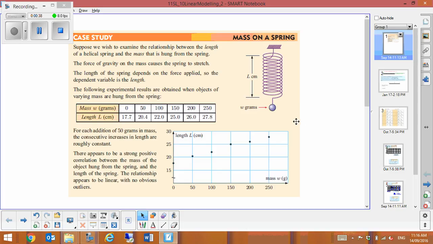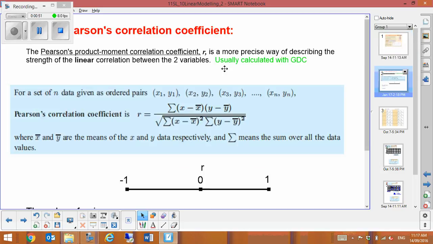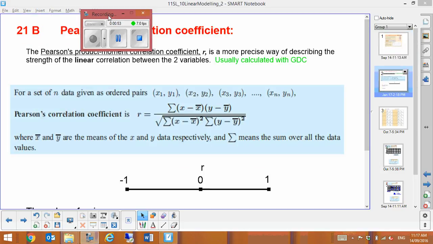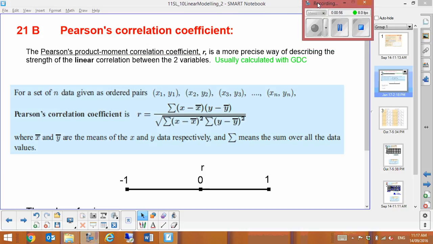But the question is, how strong is strong? When do you know to say strong? When do you say moderate? And so this section here looks at putting a mathematical value to that strength. So let's shift this so we can actually see the heading. All right, pop that up there.